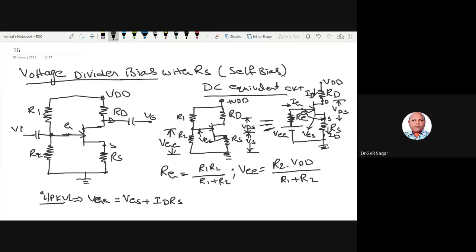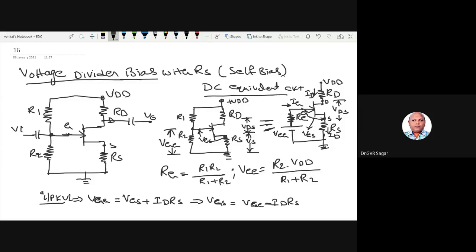This implies VGS is equal to VGG minus ID into RS. So VGS is equal to the voltage VGG minus IDRS. This always should be a negative voltage.